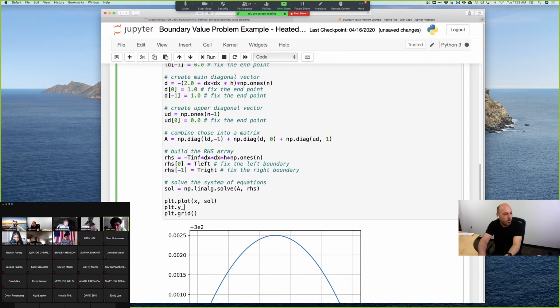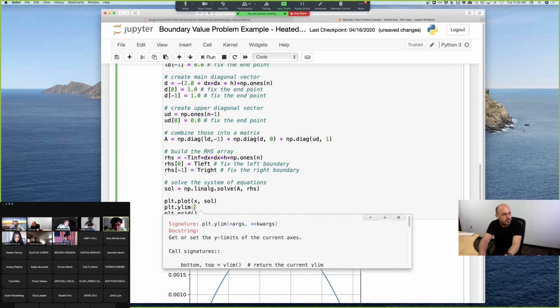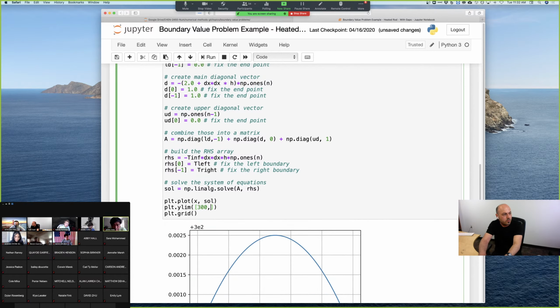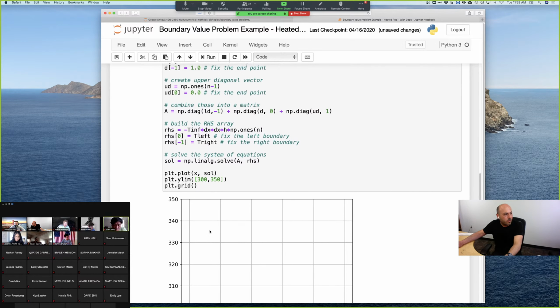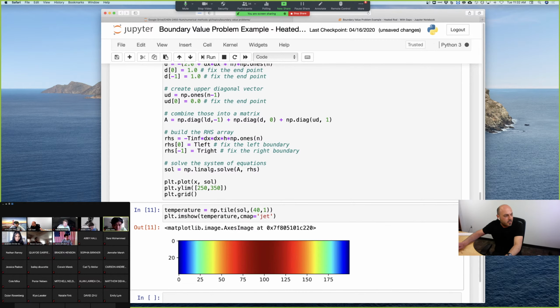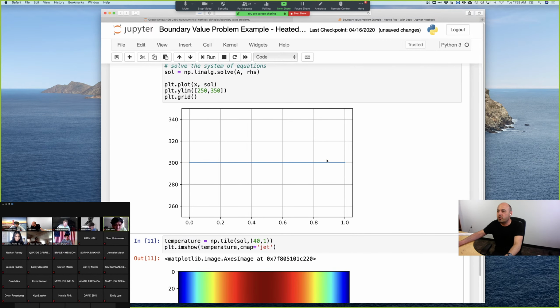If you do plt.ylim, set the y limit, from 250 to 350, what's going to happen? It's pretty much flat. There's no change in temperature because that heating of the air didn't do much.